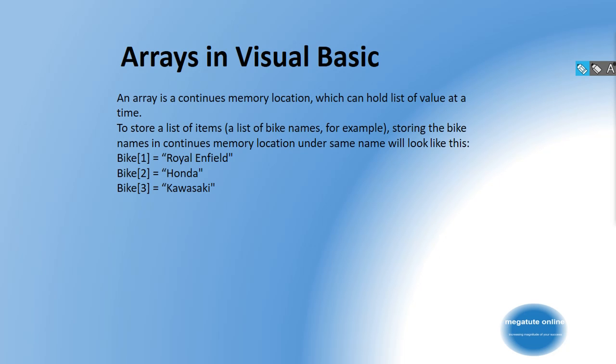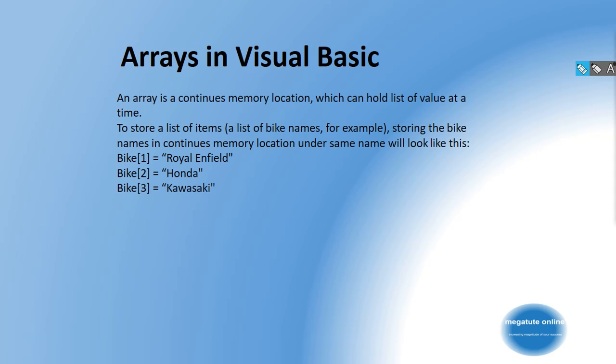In this video, we'll discuss arrays in Visual Basic. So let's see what arrays in Visual Basic are. Now an array is a continuous memory location which can hold a list of values at a time. When we talk about arrays, we mean a series of variables which are declared in memory one after another. Continuous memory location means they are declared one after another. And when we declare an array, all those variables have the same name, only the index value changes.